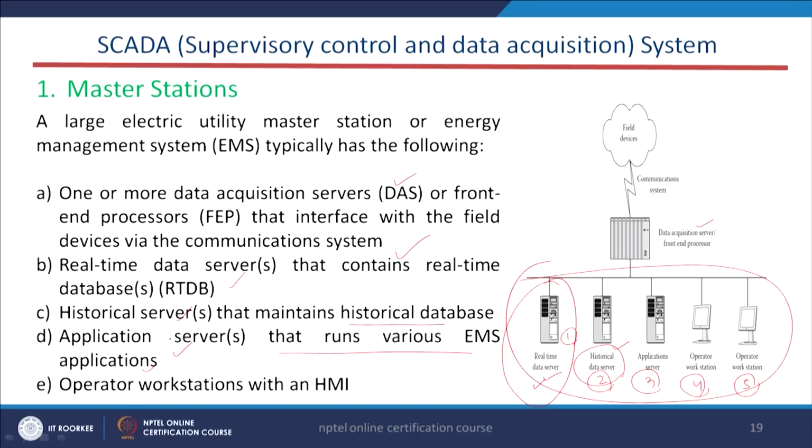After acquiring the data from the different devices, we have to go for the application part. The application part means we have to take some actions. Let us say I got some relay information, the relay trip signal or some reclosure information. So, I have to take some further action. That action is considered the application part, and it is managed by this application server.